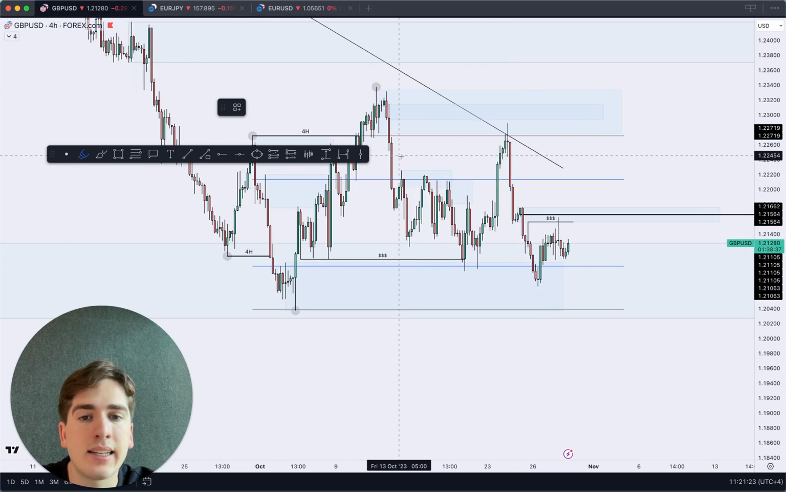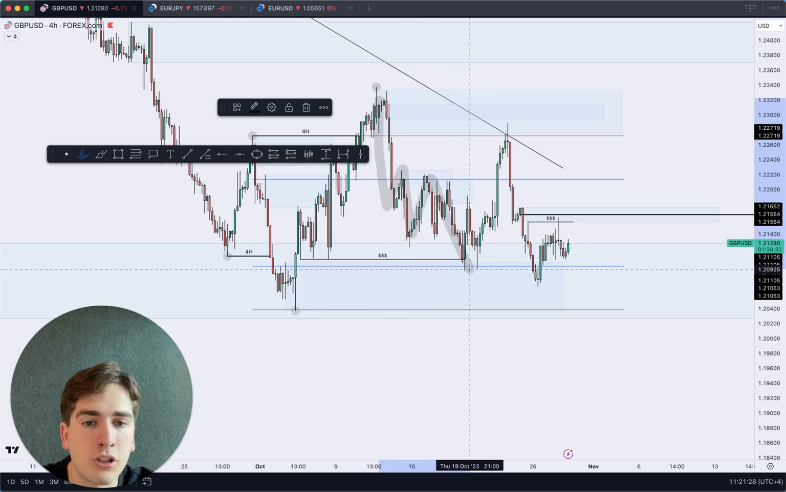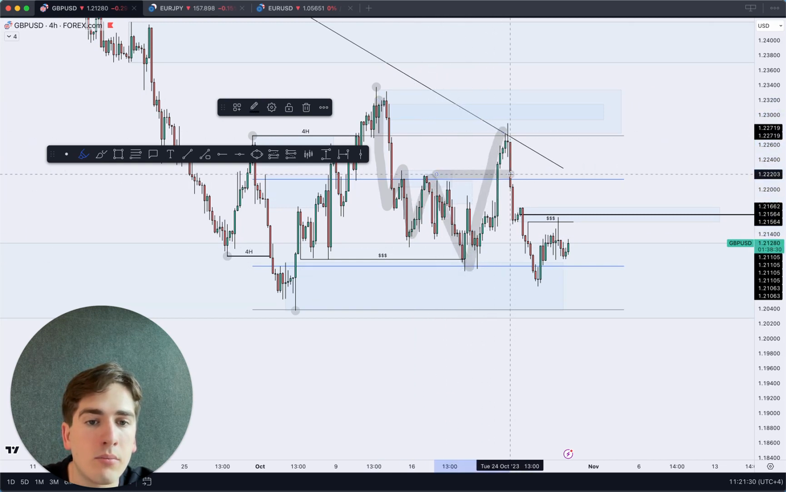We can clearly see that we got this push down, a pullback, push down, a pullback, and then a push down, then a push up, break. So you would expect, okay, potential upside from here, but then what happens? Internal break of structure again.